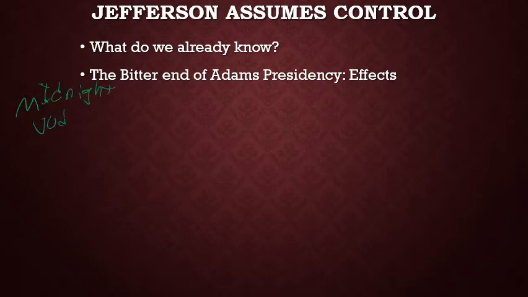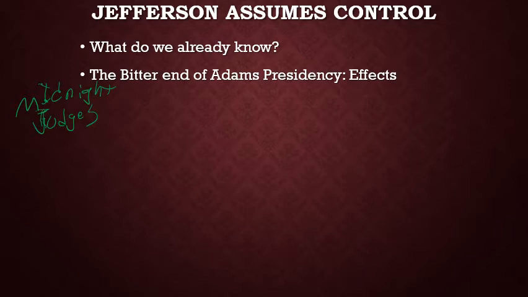Basically, Adams appoints all these Federalist judges onto the courts to make Federalist-based decisions. The Federalist Party is about to die, but of course, as we know, judicial appointments last a lifetime. So federalism will survive on the courts. It's not going to survive as a political party, but it's going to be around on the courts for another 30 years.